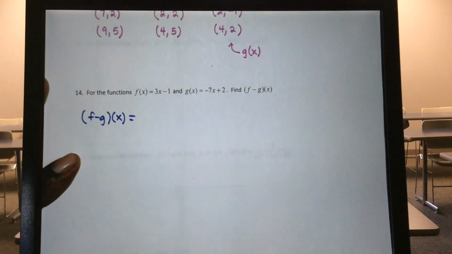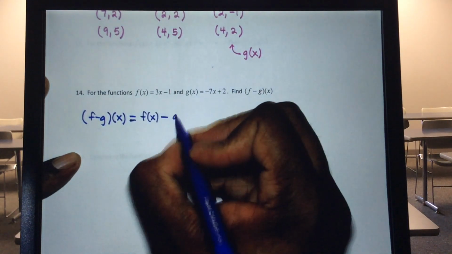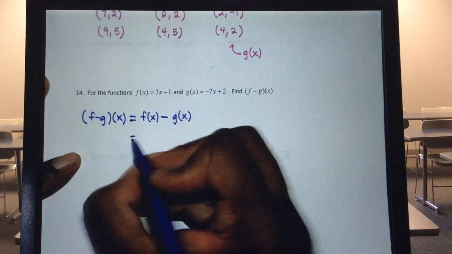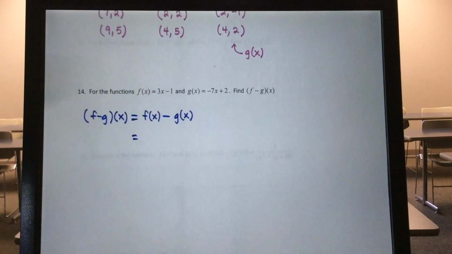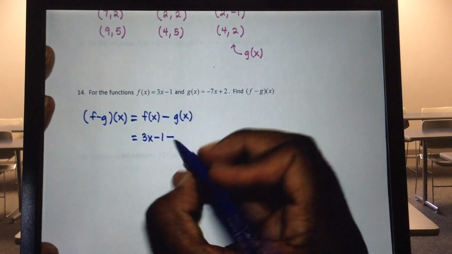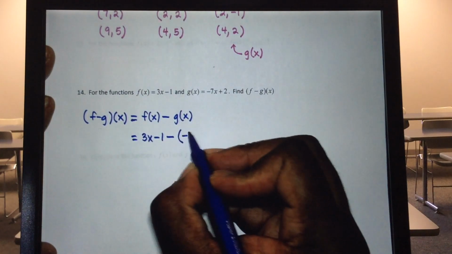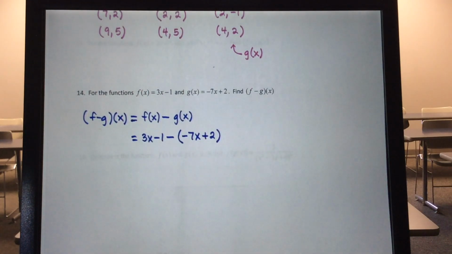So f minus g of x means f of x minus g of x. So here the f of x is equal to 3x minus 1, and then minus g of x. Notice I'm putting the parentheses around g of x because I'm subtracting the entire g of x function from f of x. So I got 3x minus 1 minus the whole quantity of negative 7x plus 2.